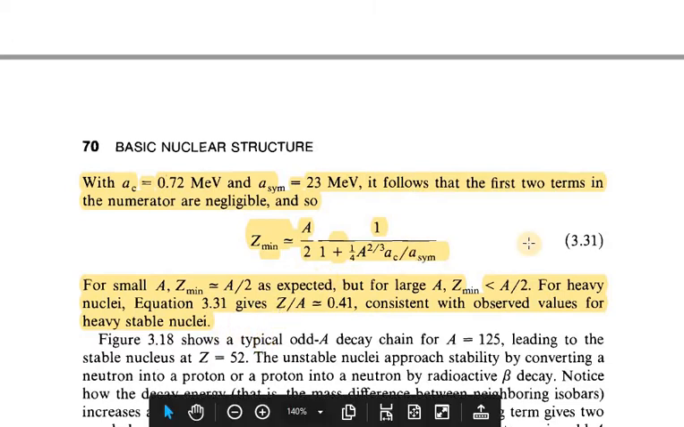For heavy nuclei, this equation gives Z/A as 0.41, which is consistent with observed values for heavy stable nuclei.